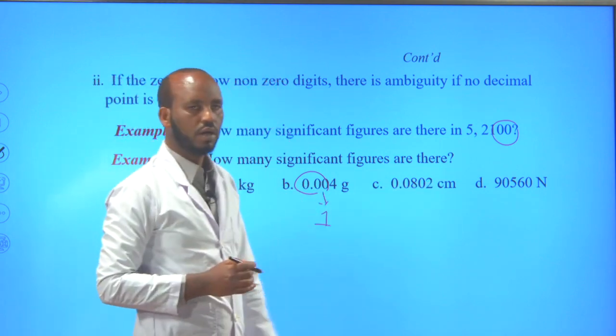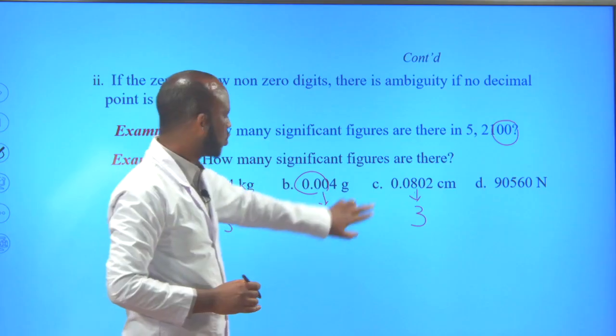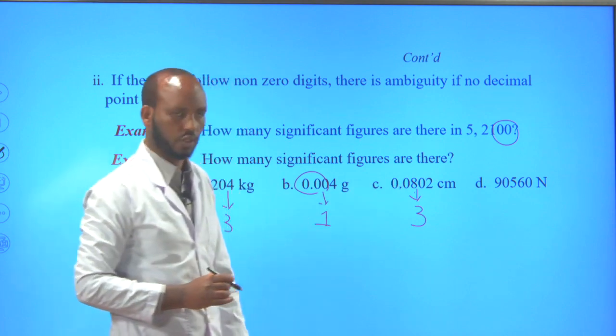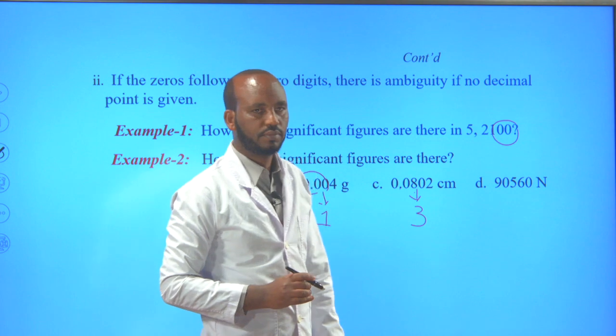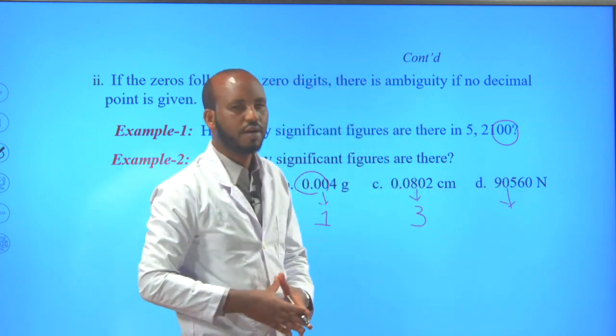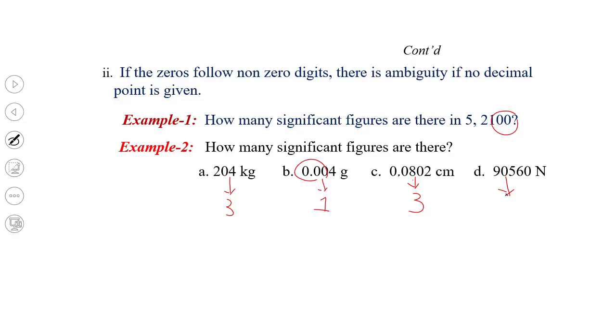C, 0.0802 centimeter. This number has three significant figures. These zeros are not significant because they are not preceded by non-zero digits. D, 90560 Newton. This is ambiguous. As we said, final zeros are always ambiguous if there is no decimal point.